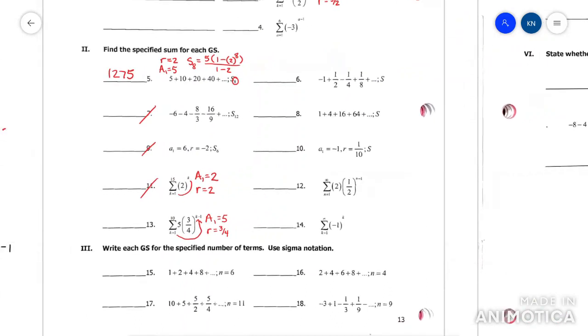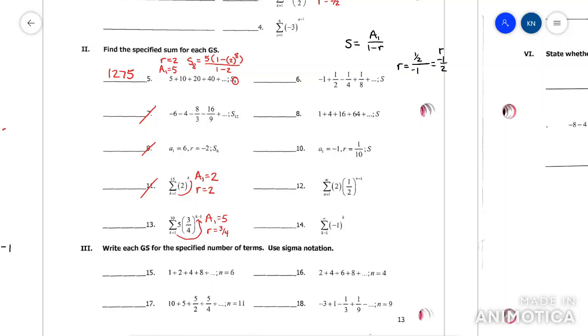All right. Now, these are all infinite. So I'm not using that same equation. I'm using this equation. S equals A1 over 1 minus R. So all you need is the A1 and the R. So like, look at this one. To get your R, you do the second term divided by the first term. So this is negative 1/2.